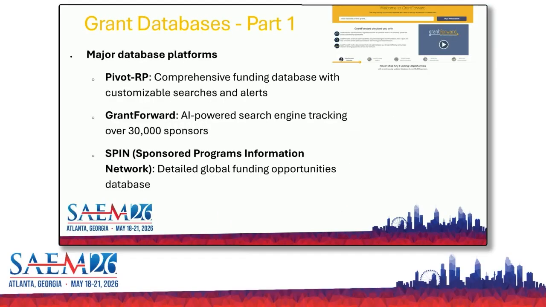A couple of websites I really want you all to go and look at. If you haven't heard of Grant Forward, you should be looking at Grant Forward. That's one of the best AI-powered software tools out there that can help you locate the grant that fits what you're looking for. There's a cost to it, but most institutes have paid the cost, so they will have a subscription. If you're doing an individual subscription, it's not that much, but it's worth it. And then there are other groups like Pivot, RP, and Spin.